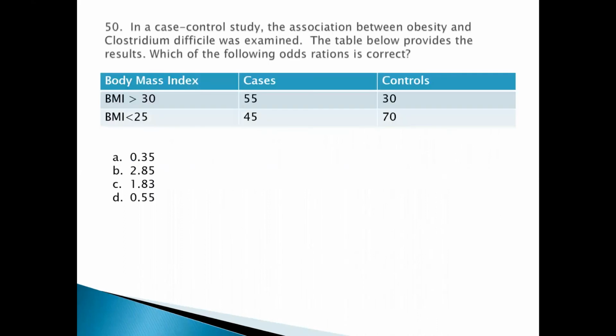Number 50. Last one is, of course, a math question. In a case control study, the association between obesity and Clostridium difficile was examined. The table below provides the results. Which of the following odds ratios is correct? Ratios, not rations. A, 0.35, B, 2.85, C, 1.83, or D, 0.55. Give you guys a second to do the math.